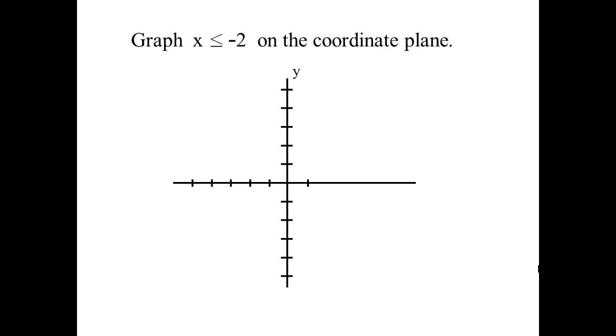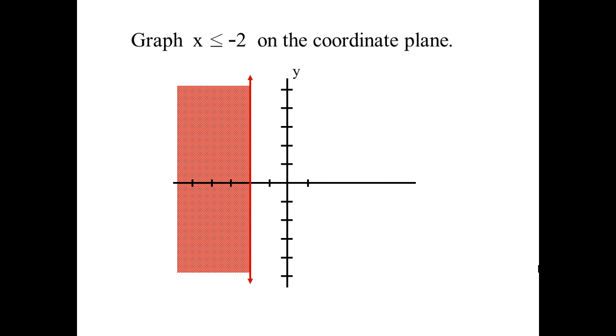All right. Recall, what does x equals negative 2 look like? Y equals is horizontal, x equals is vertical. So notice how this is a solid line because it's less than or equal to. If you use that chart, where are all the x's that are less than negative 2? To the left-hand side.